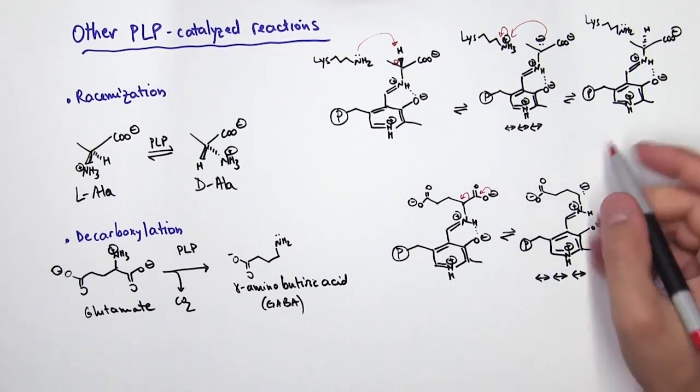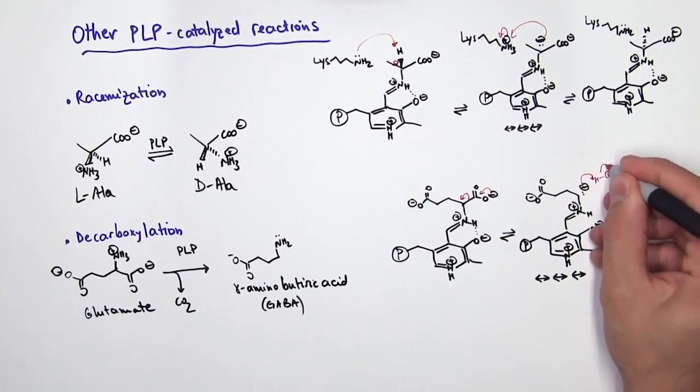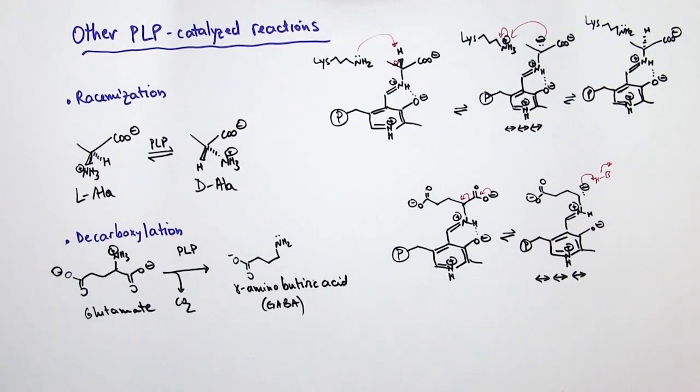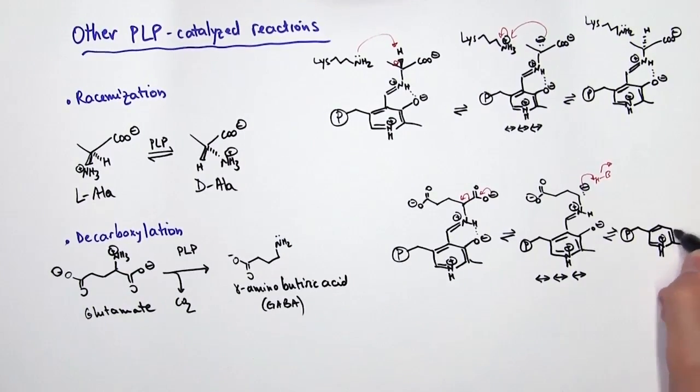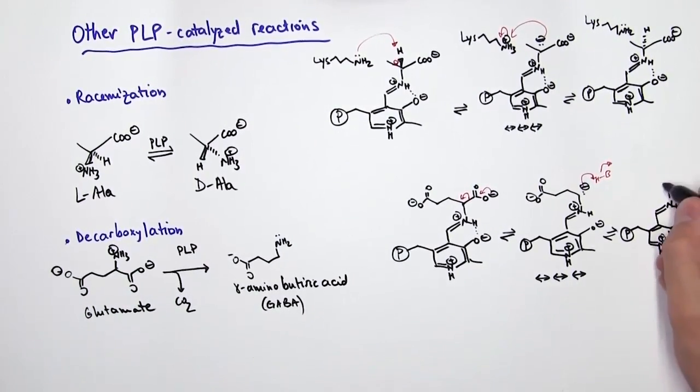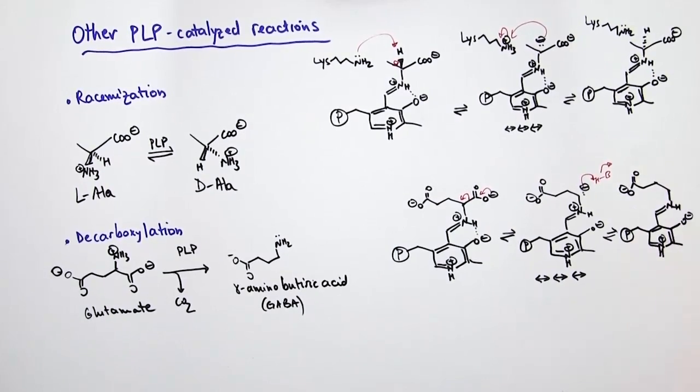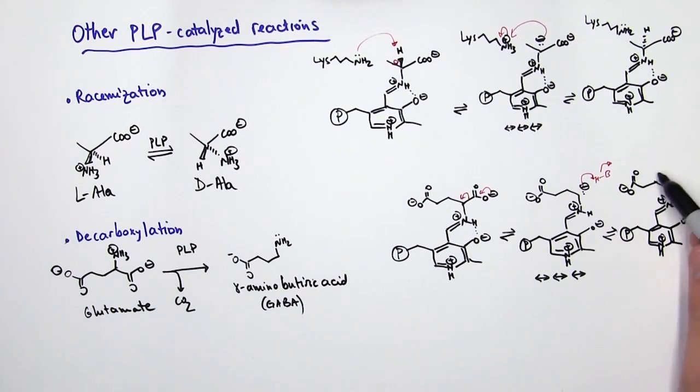Now, this carbanion gets protonated quickly by a general acid and will generate this structure, which is just the Schiff base corresponding to the gamma amino butyric acid with PLP. And now, from here, a transamination where the active site lysine will remove the PLP and free up the GABA, the product of the reaction.